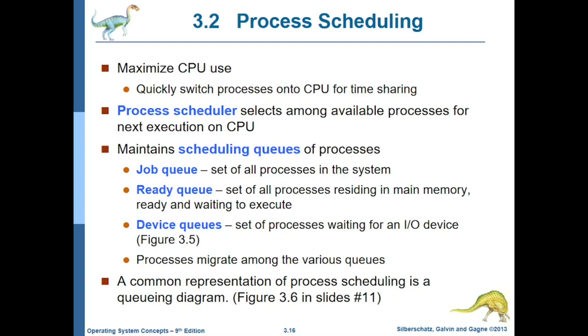This gives the illusion that multiple processes are running simultaneously on the CPU, even though only one process can run at a time. The process scheduler is the component of the operating system that performs this switching. The process scheduler uses various algorithms and criteria to decide which process should run next.